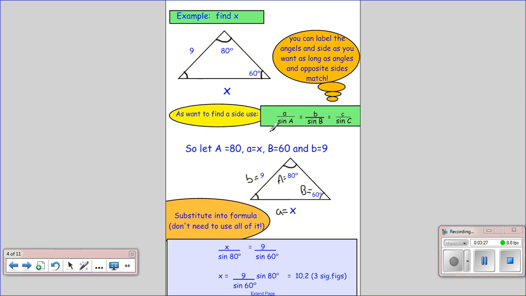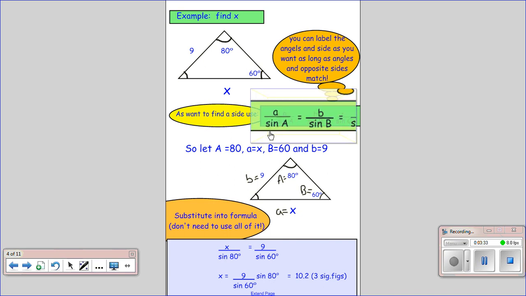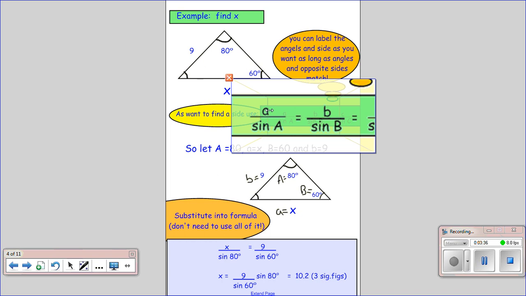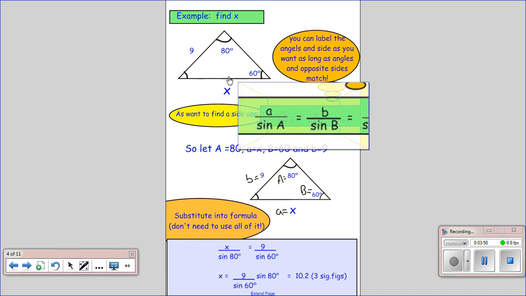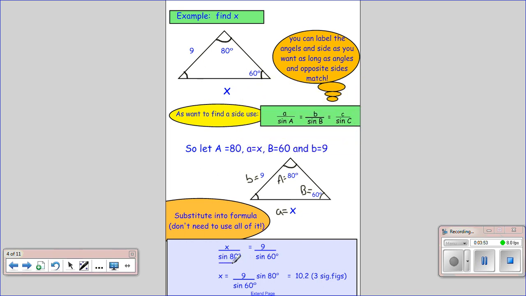And now I'm just going to substitute it into this bit of the equation, because I've got A's and B's. So I'm going to have a, which is x, over sine capital A, which is 80, equals b, which is 9, over sine capital B, which is 60. So I get x over sine 80 equals 9 over sine 60. I just multiply up by sine 80, and then I just put it into my calculator. Now, with these questions, they do ask for a certain number of significant figures or decimal places. Just look at the question and try and remember to do whatever they ask.